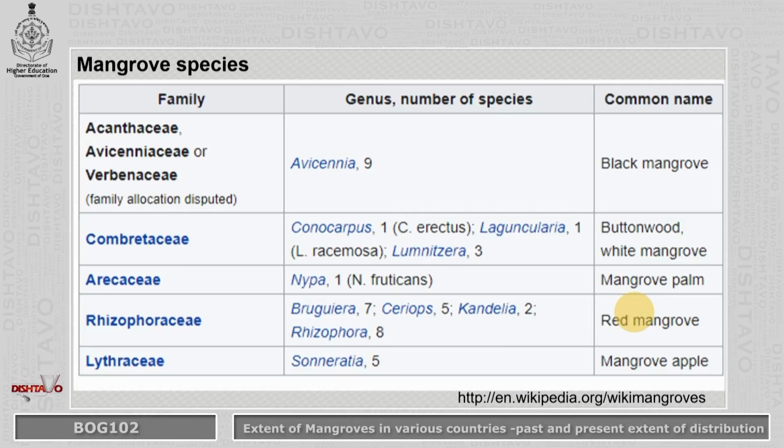These are the dominant true mangrove species. Some of the dominant families are mentioned here: Avicenniaceae, which contains 9 genera and is commonly called black mangroves. The other dominant family is Rhizophoraceae, which includes 25 different species. From that, Bruguiera 7 species, Rhizophora 8 species, Ceriops 5, and Kandelia candel 2 species. Another important family is Lythraceae, which has 2 genera, called Sonneratia. It is commonly called mangrove apple.